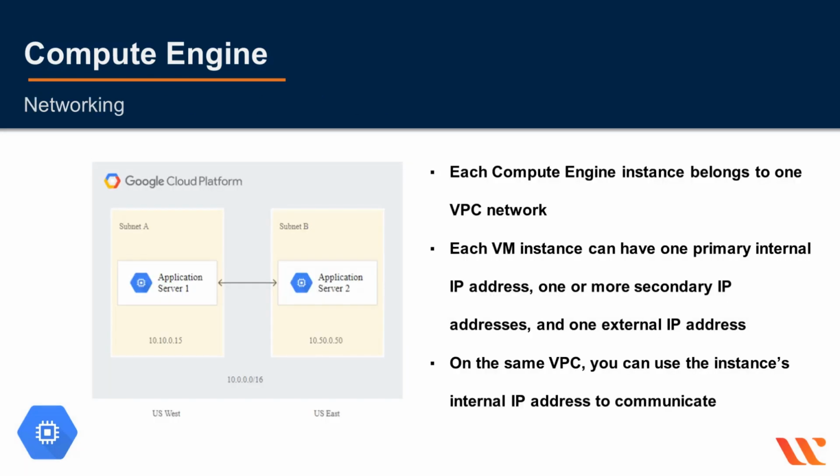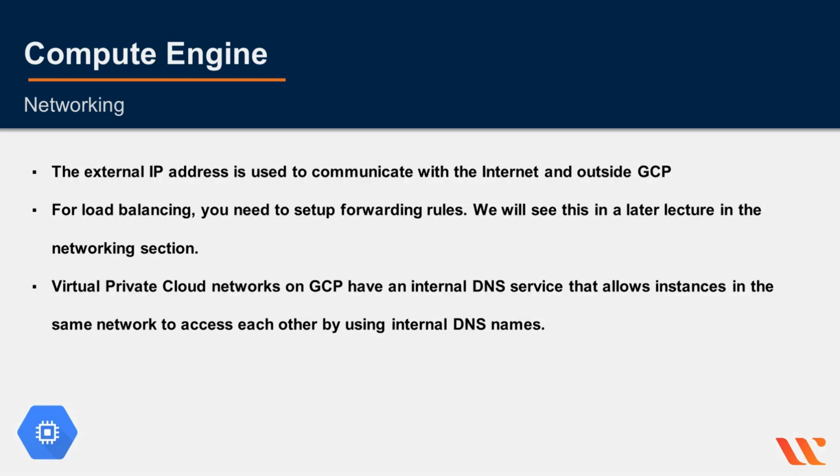Each Compute Engine instance belongs to one VPC network, which is a virtual private cloud network. Each virtual machine instance can have one primary internal IP address, one or more secondary IP addresses, and one external IP address. On the same VPC, instances can use internal IP addresses to communicate with each other. The external IP address is used only for communicating with the internet or with resources that are outside of that virtual private cloud.